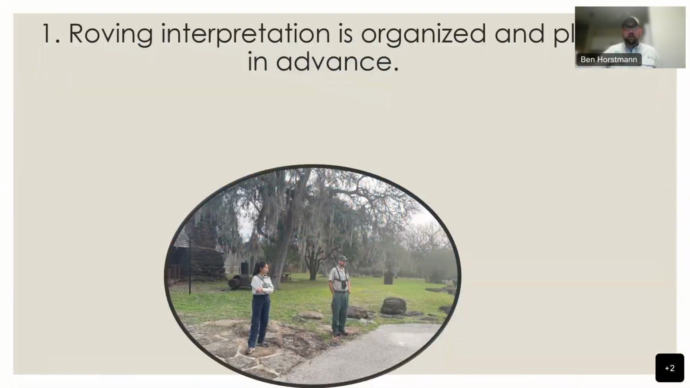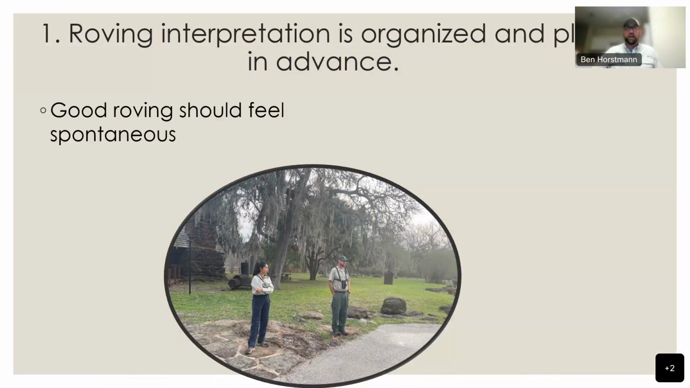Okay, so the first principle here is roving interpretation. Interpretation is organized and planned in advance. And again, this is one of those things that gets a little confusing to people: how can it be impromptu? How can we make it feel spontaneous if we're planning it ahead of time? It doesn't mean that we're planning every little detail of it and we're not scripting out stuff, which you should never do in interpretation, really.